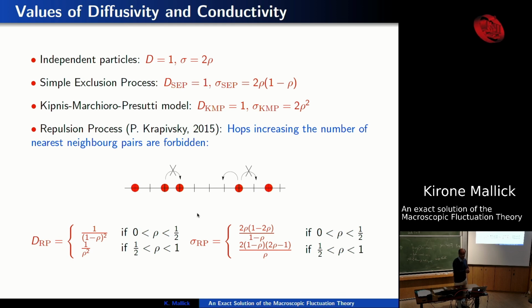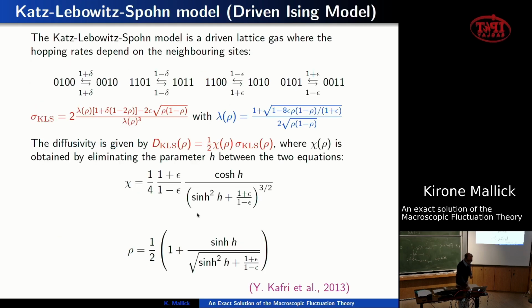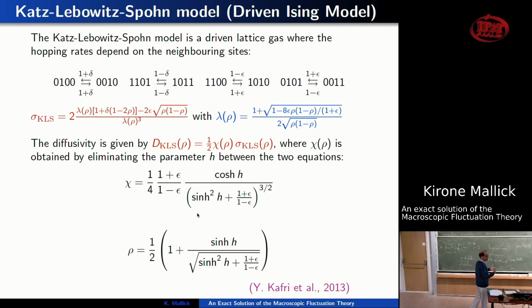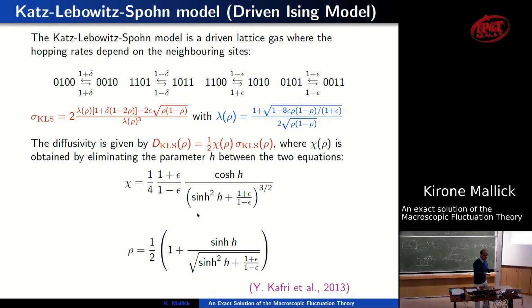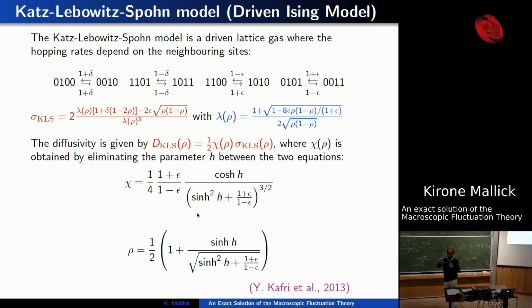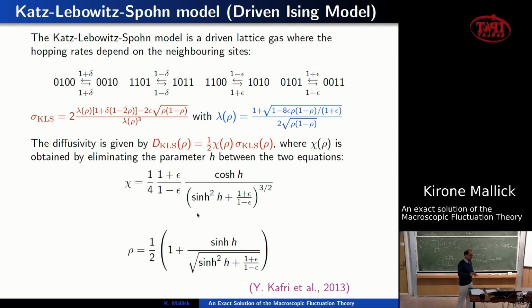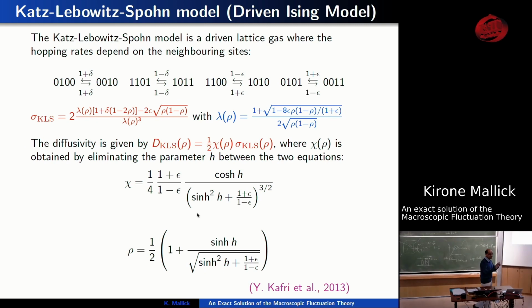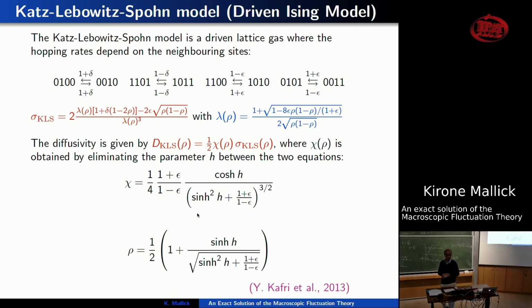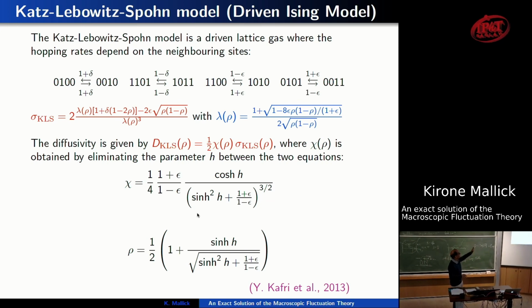There's a model which is very popular since the 80s, known as KLS, Katz-Lebowitz-Spohn. It's really built upon the Ising model in any dimension. Again, it's easier to write things in one dimension. Essentially a kind of Glauber or Kawasaki dynamics of spin flip, but with some asymmetry between left and right. So I just write very quickly the rates. I don't want to get into them.